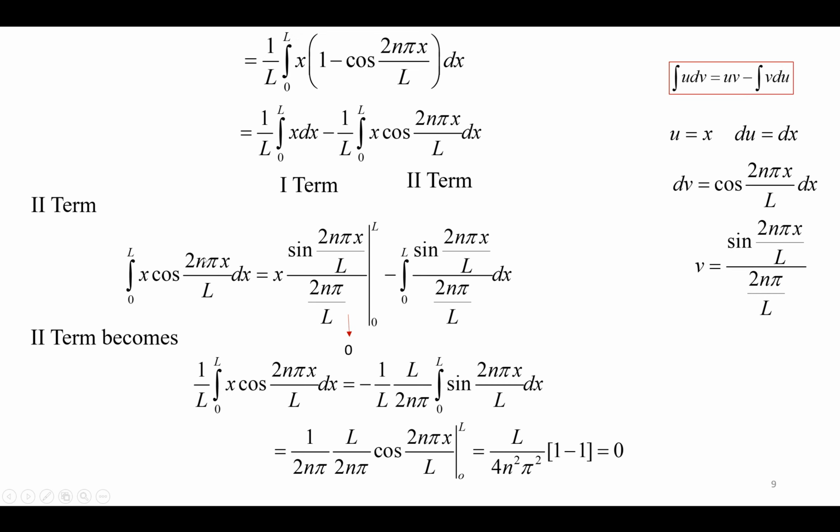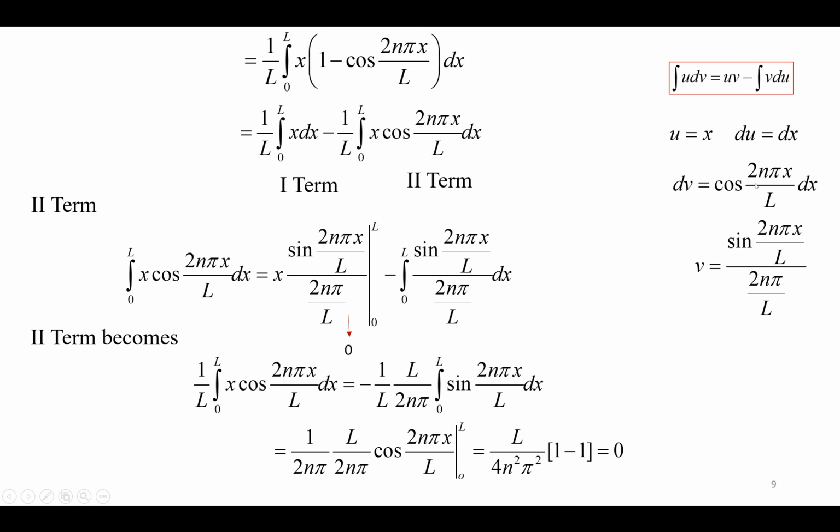In the second term, we are going to solve the integration from 0 to L of x cos 2 n pi x by L dx, and we are going to use the u dv method. Integration of u dv equals uv minus integration of v du. We are going to consider x as u and cos 2 n pi x by L dx as dv. So u equals x means we get du equals dx.